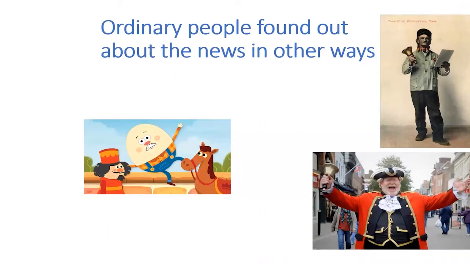So we're just going to find out about how ordinary people found out about the news, because at the time, most people couldn't read or write. So even though they had those documents I just showed you, most people actually couldn't read them or wouldn't even have been able to know where they were kept. So they found out about news in different ways.